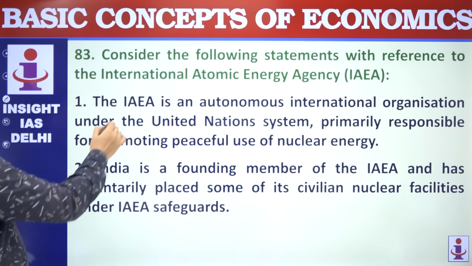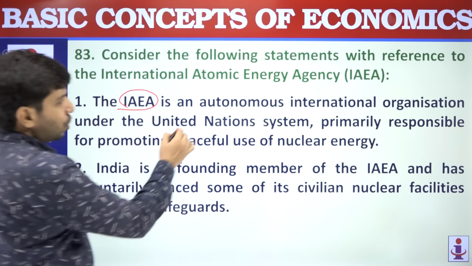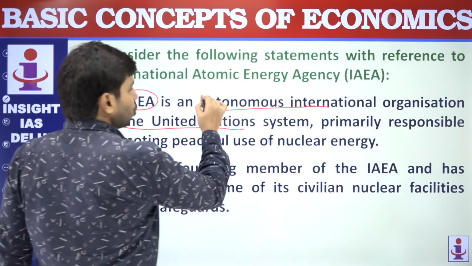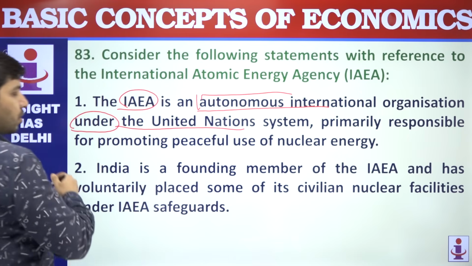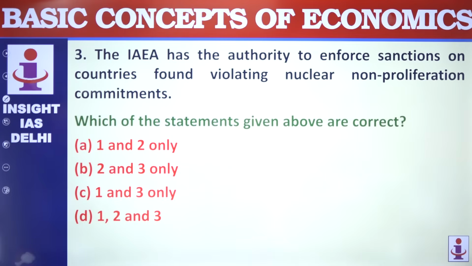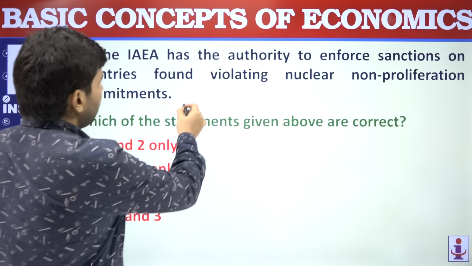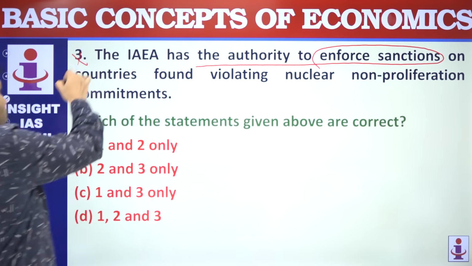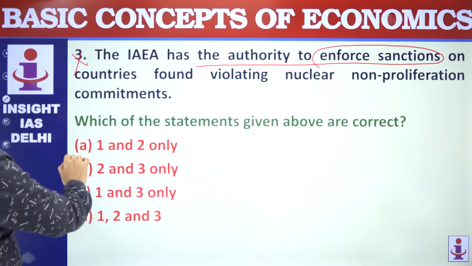International Atomic Energy Agency. Yes, it is an autonomous international organization under the United Nations system. India is a founding member of the IAEA and has voluntarily placed, yes, this statement is also correct. IAEA does not have the authority to enforce sanctions. It cannot enforce sanctions. So only 1 and 2 are correct.